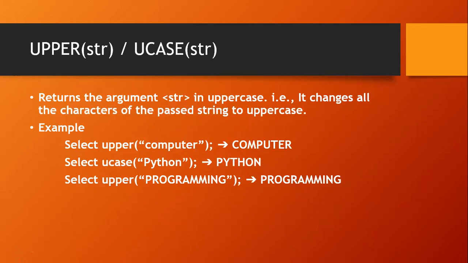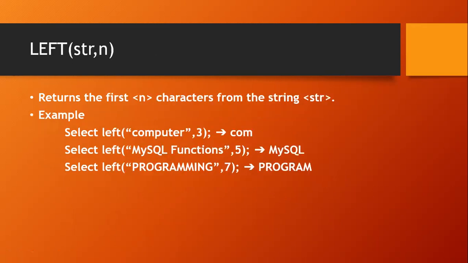Next function is UPPER or UCASE. So what does it mean? It is the opposite of LCASE. Here the string will be converted into uppercase letters or capital letters. So here SELECT UPPER('computer'). This computer is the string, and all the characters in it will be in uppercase letters in your output. Whatever be the input, it will convert the string into uppercase letters. Even though the string is given in uppercase letters, you will get the output as uppercase letters. It's not an error.